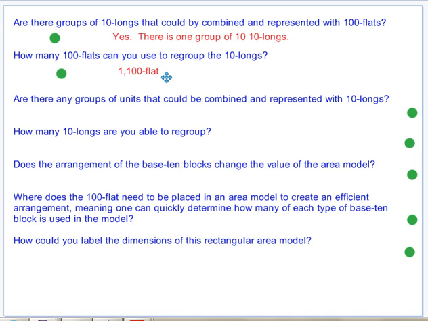Then, are there any groups of units that could be combined and represented with 10 longs? That means taking the individual unit squares, and we would need 10 of the units each in order to regroup and trade those in for a 10 long. We can do that 8 times, so we're going to pull out 8 groups of the 10 longs. How many 10 longs were you able to regroup? 8 of the 10 longs.